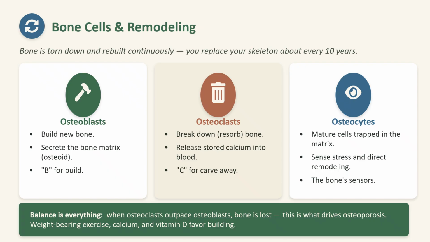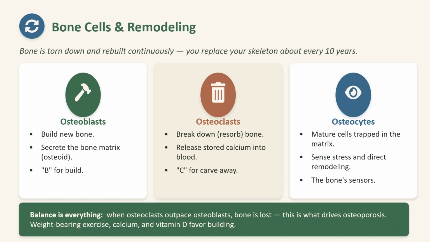Osteocytes are mature osteoblasts that get walled into the matrix they made. Far from retired, they act as the bone's sensors. They detect mechanical stress and signal where remodeling is needed. That's why bone thickens where you load it and thins where you don't. Why an astronaut in zero gravity loses bone and a weightlifter gains it.